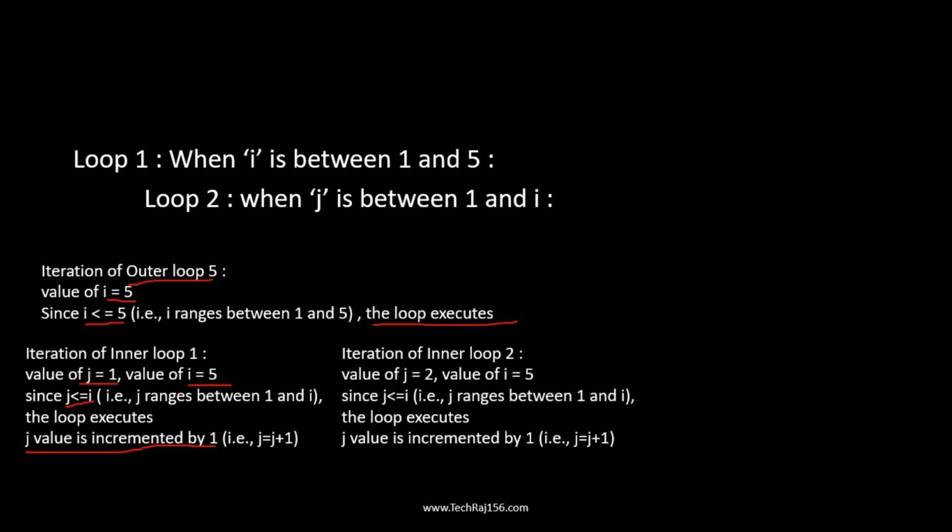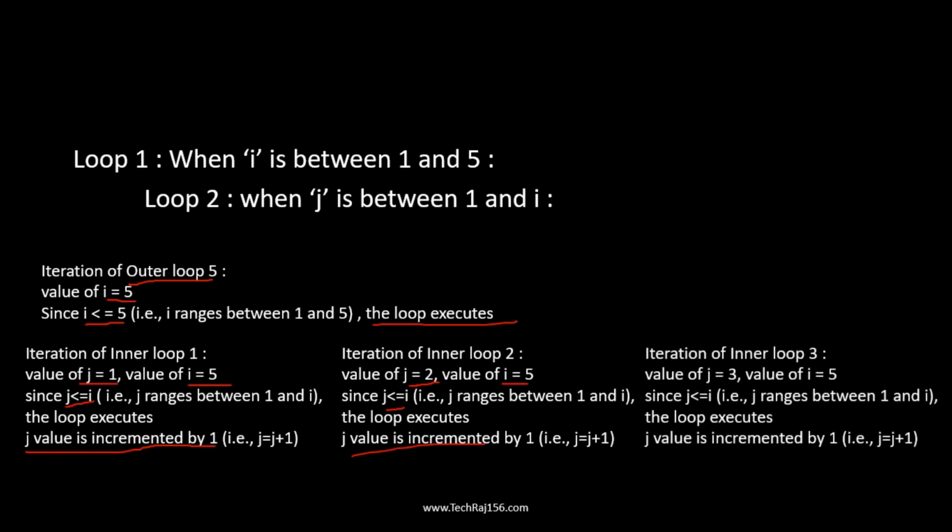So in the second iteration, j is 2, i is 5, this is true, and the j value is incremented by 1. In the third iteration, the j value will be 3, the i value remains 5, and the loop executes and the j value is incremented by 1.